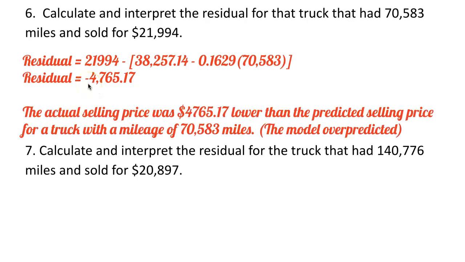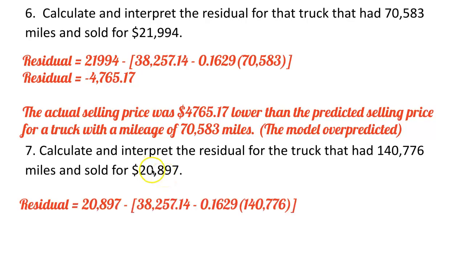So that tells me that the actual selling price was $4,765.17 lower than the predicted selling price for a truck with that many miles on it. So I could also say that the model over-predicted. Similarly, here's just another example. In this one, the truck had 140,000 miles on it, and it sold for 20,000. Same thing: I put the actual right here first, and I subtract what's predicted by the model. So this is me substituting the x variable in.